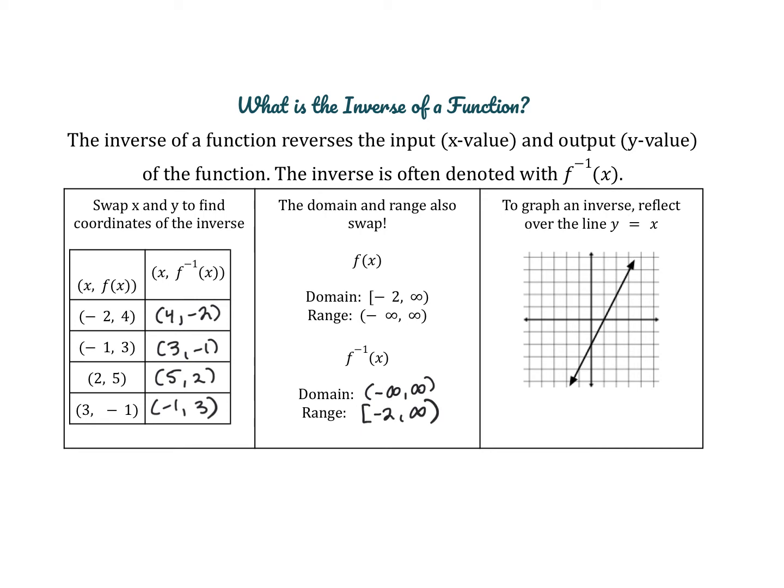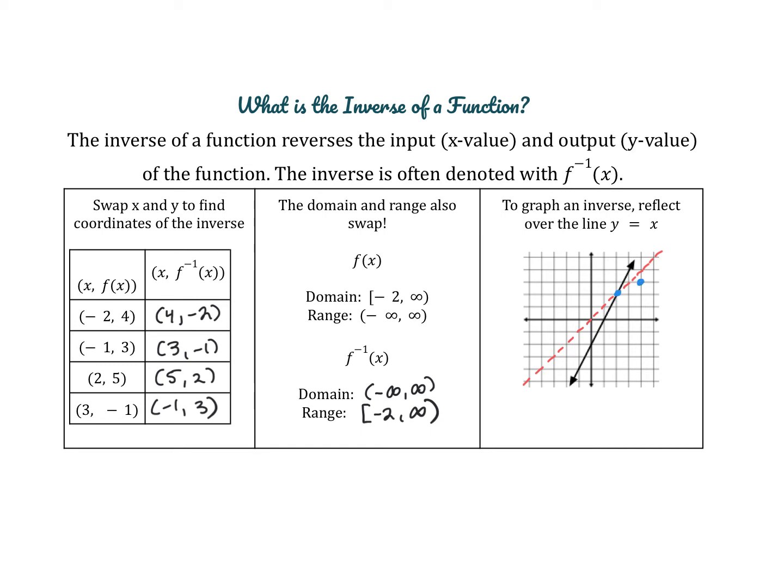And last, a graphical representation of what an inverse looks like. Because of the fact that we're actually swapping the x and y values, this will cause our graph to reflect over the line y equals x. So here's the line y equals x, just that linear equation through the origin. So it's actually going to reflect over that line. So anything on that line will stay the same. But for instance, this coordinate right here, it's going to go to the other side of our line. So it looks like this.